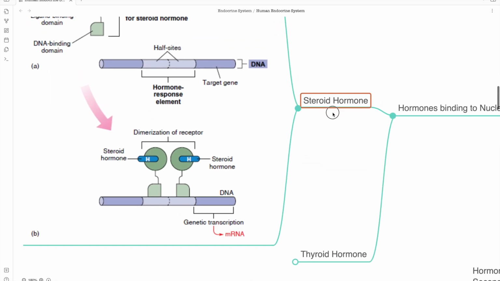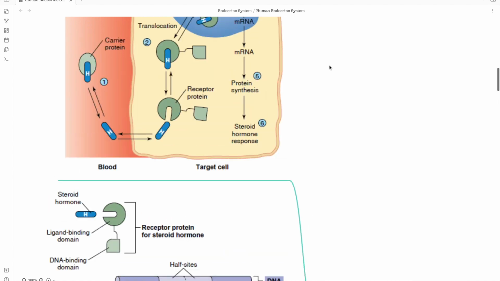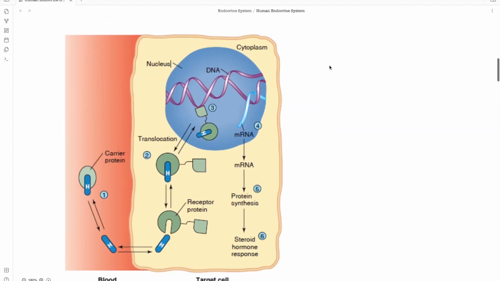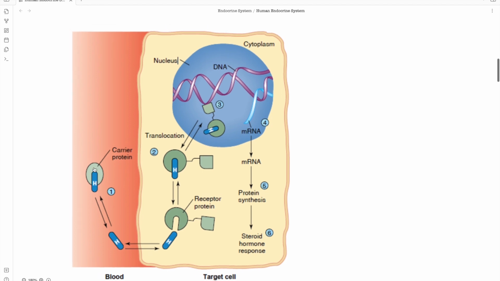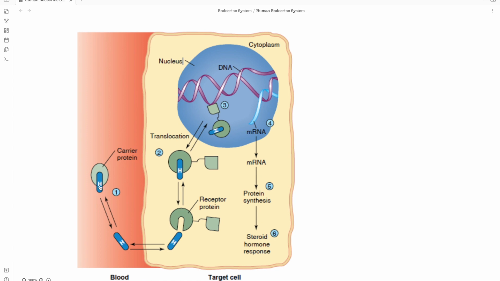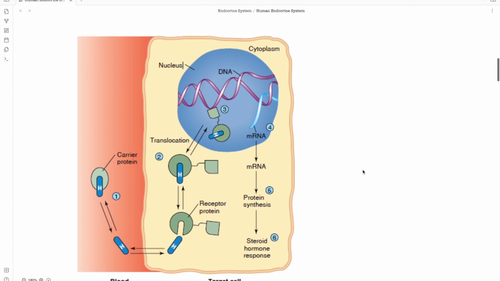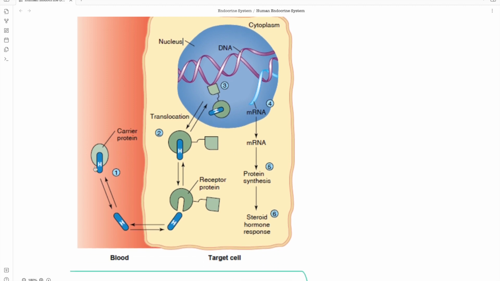Well, let's first see how the steroid hormone actually goes and binds with the hormone receptor complex and reaches the nucleus. So this H means this is the hormone. We are discussing the steroid hormone. You can see that this is the blood vessel, and this is the target cell. So one very important thing is the steroid hormone cannot just come and enter this target cell. To transport this steroid hormone through blood, there is a specific protein called the carrier protein.